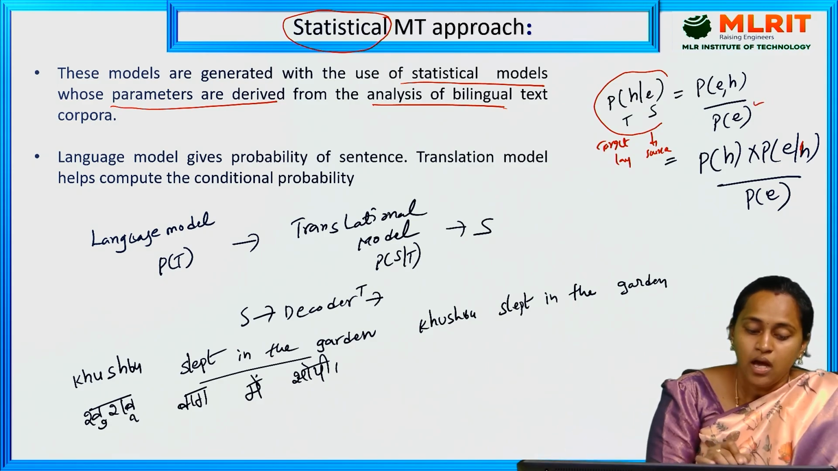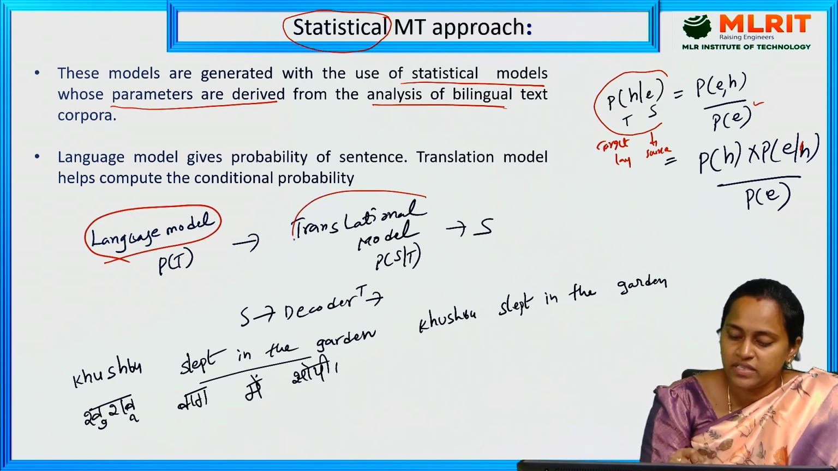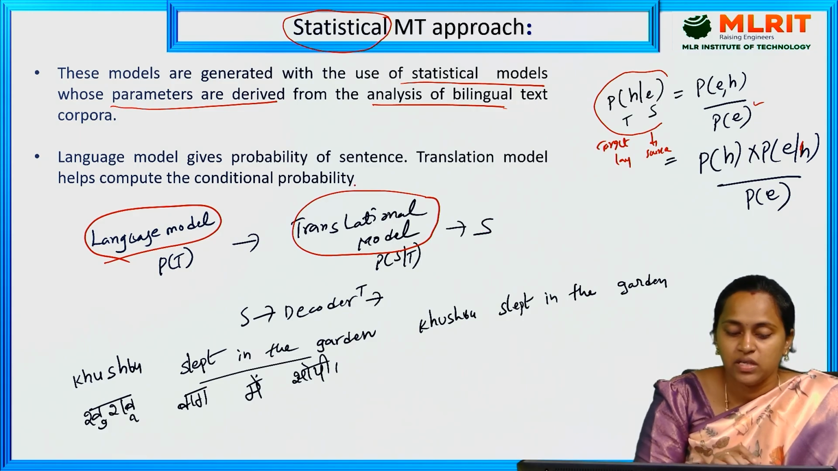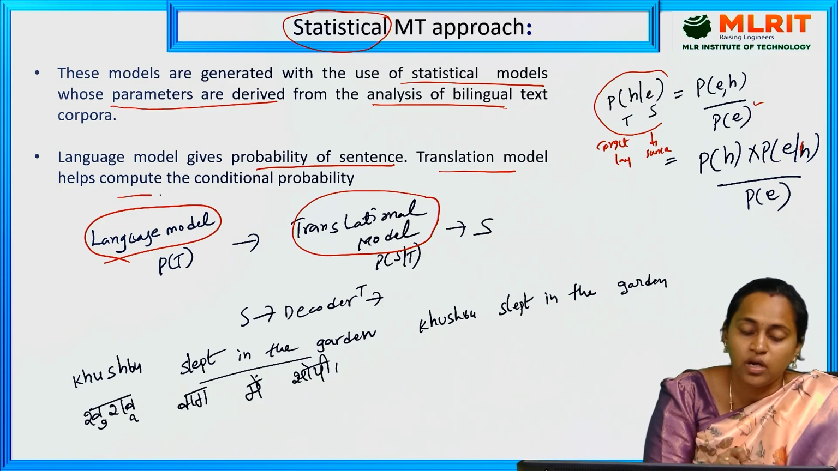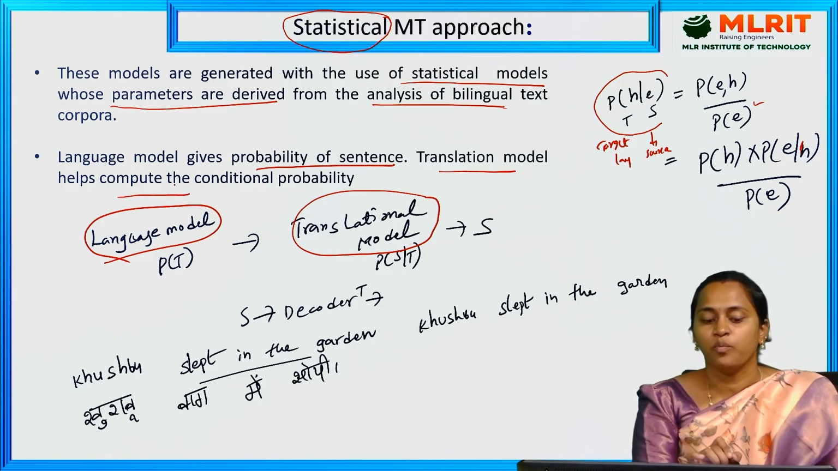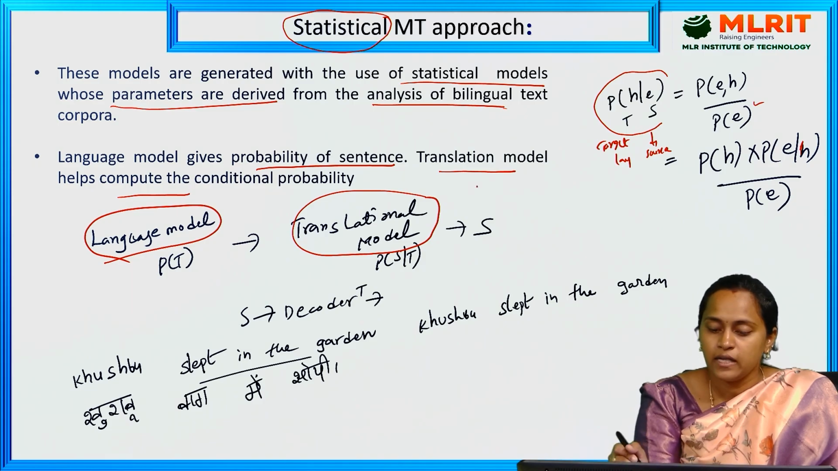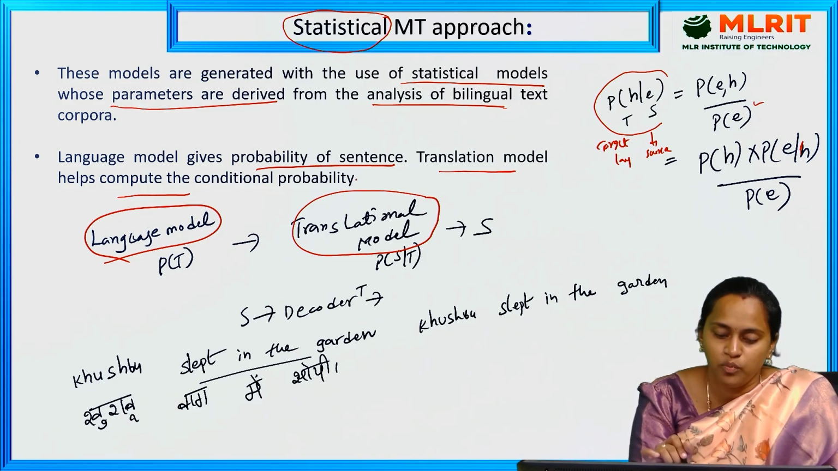Here the language model is directly transferred to the translation model. The language model gives the probability of a sentence. The translation model helps to compute the conditional probability. That means the language model helps to find the probability of the sentence, and the translation model helps compute the conditional probability.